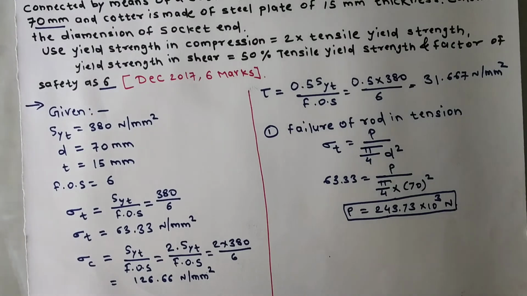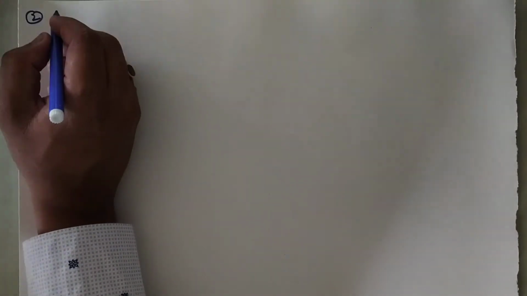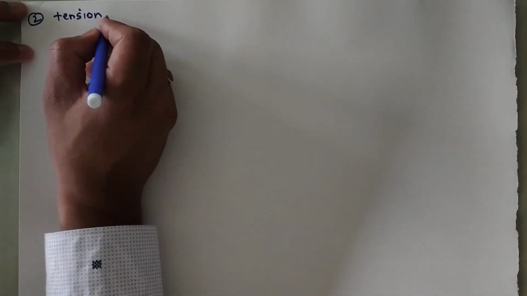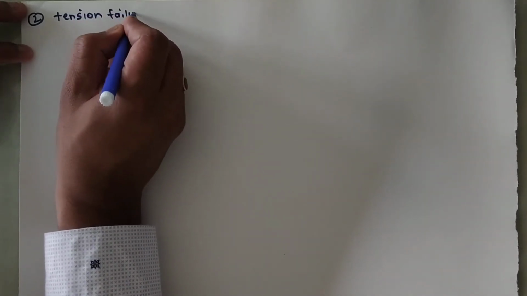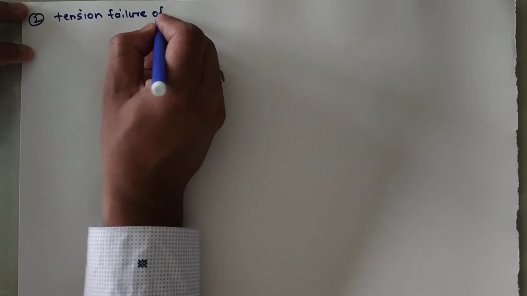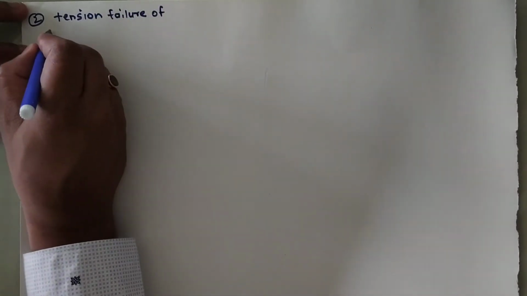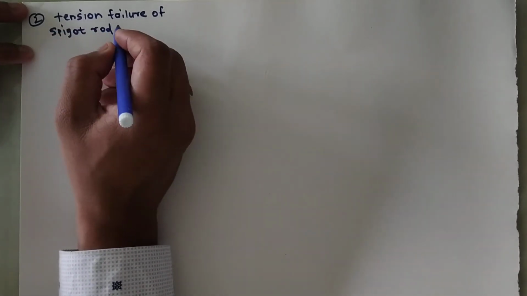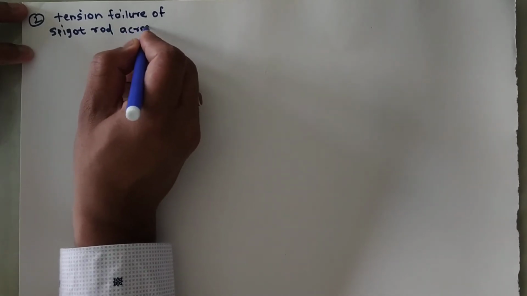So our next step is step 2. Considering the tension failure of spigot rod across the slot.